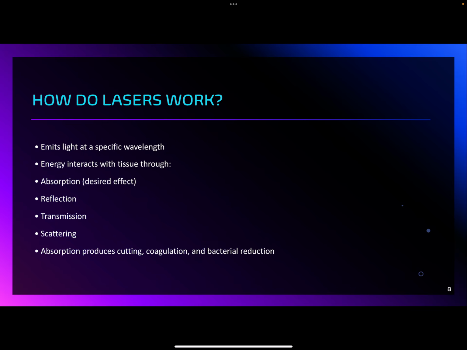So how do lasers work? They emit light at a specific wavelength. Energy interacts with the tissue through absorption, which is the desired effect, reflection, transmission, and scattering. Absorption produces cutting, coagulation, and bacterial reduction.